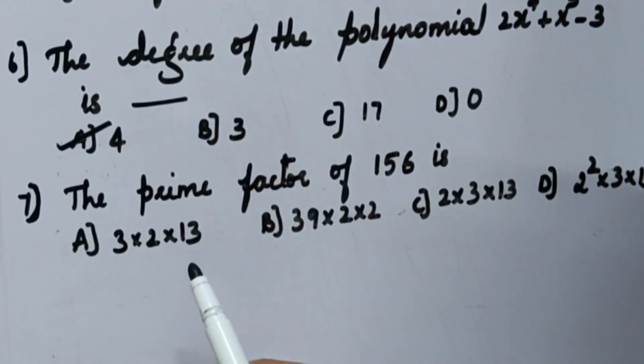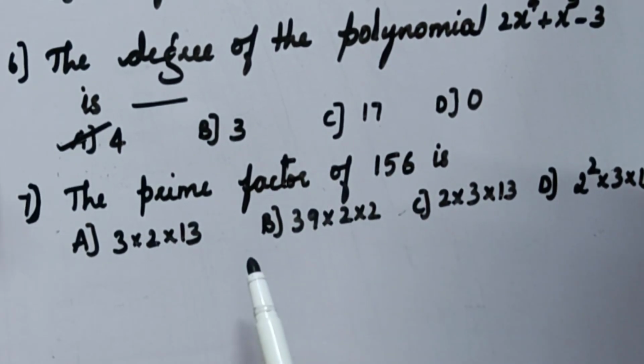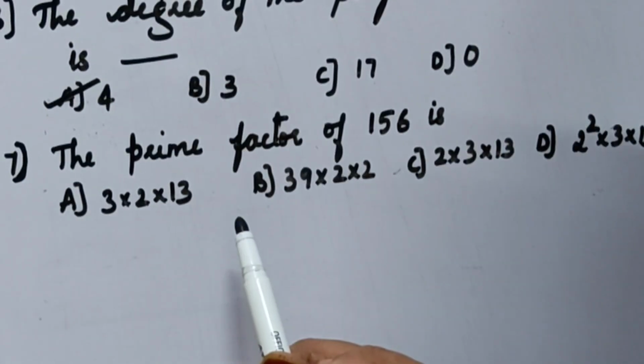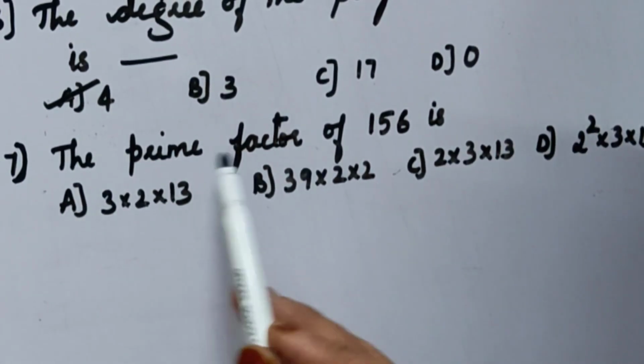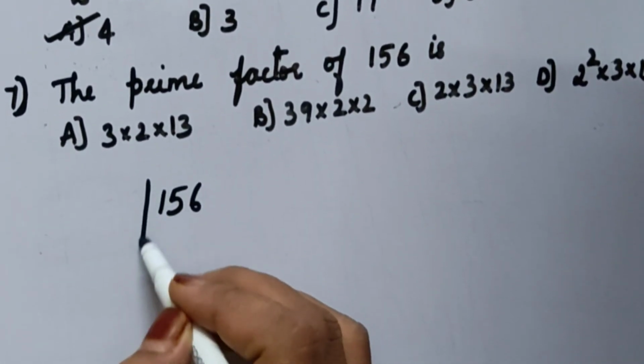Now we have got the next question. The prime factors of 156. Prime factors are factors which are not divisible by any other number but by itself. Now here, 156, let us divide and let us check.